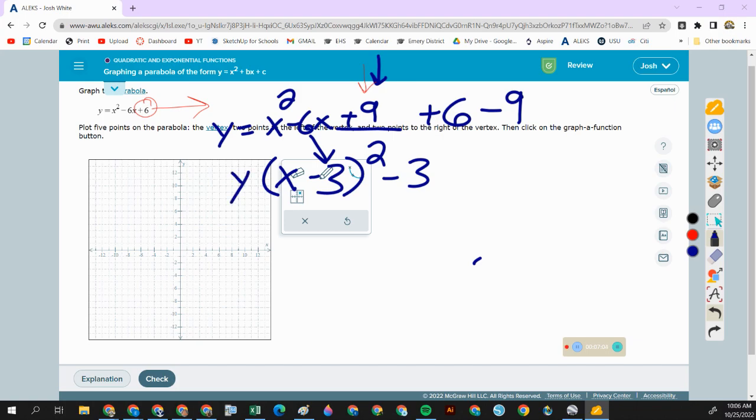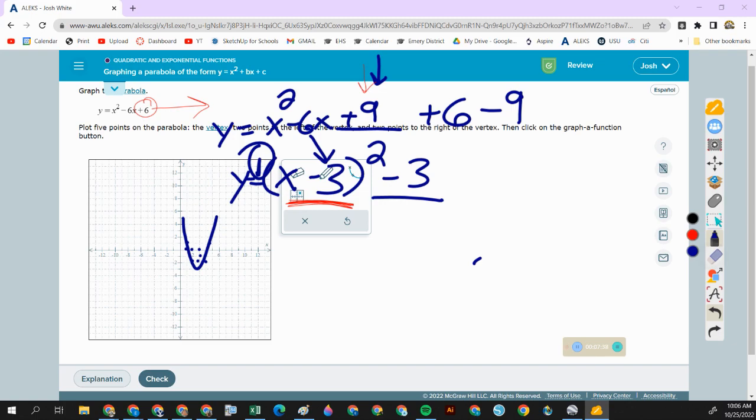Now I can graph it. What does -3 do to the graph? Moves to the right 3. So 1, 2, 3. What does -3 on the outside do to the graph? Moves it down 3. And then because this number is a 1, it's just a regular parabola, over 1, up 1, over 1, up 1, over 2, up 4, over 2, up 4. And it would look like this.